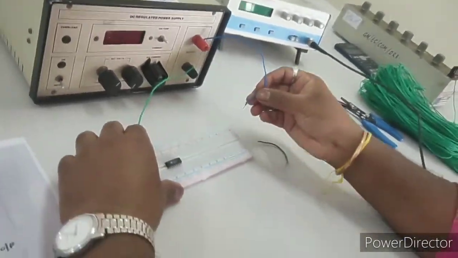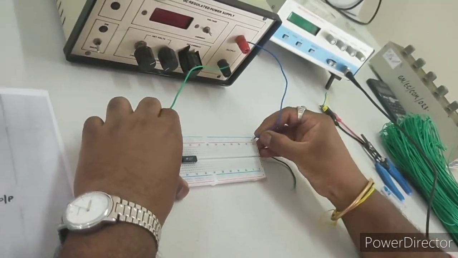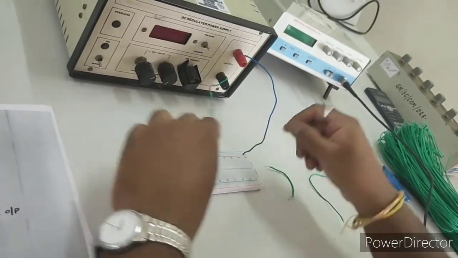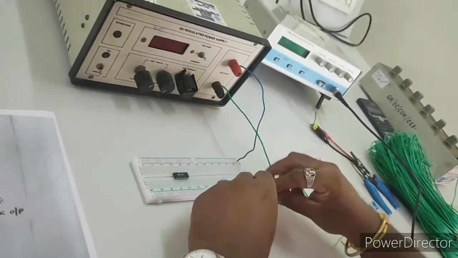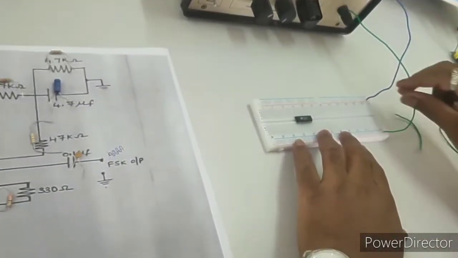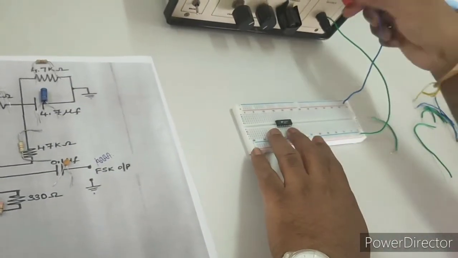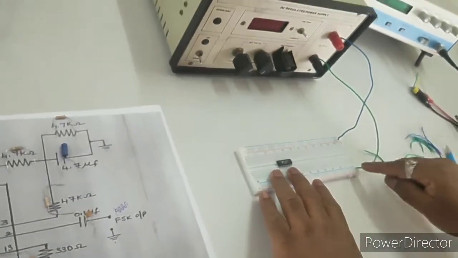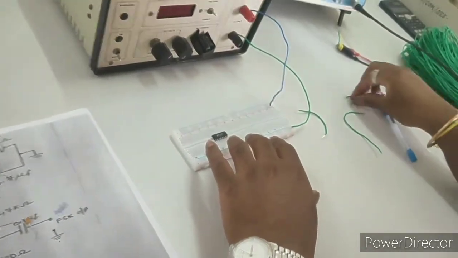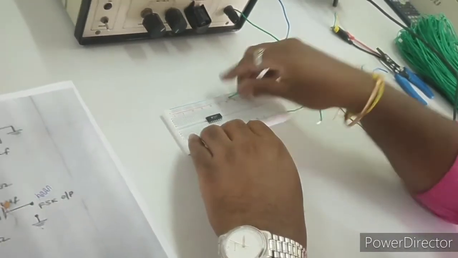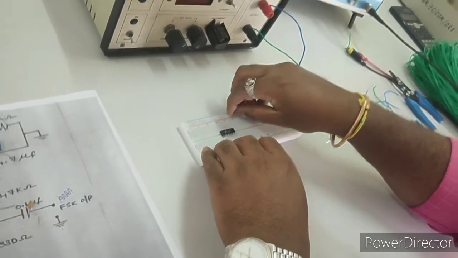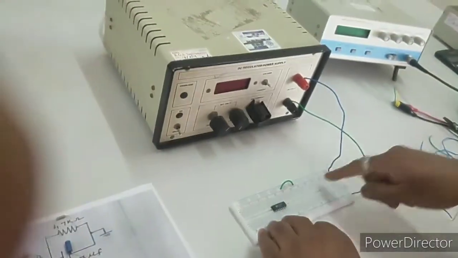So initially give the bias. I am making this line the positive line and this line the negative. The positive of the power supply is given here, and the negative of the power supply here. If I make these two things short, the center line becomes positive.